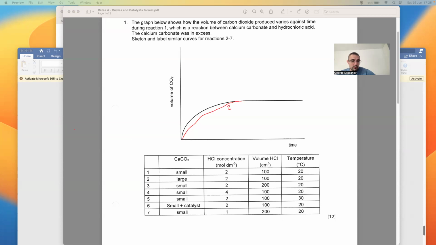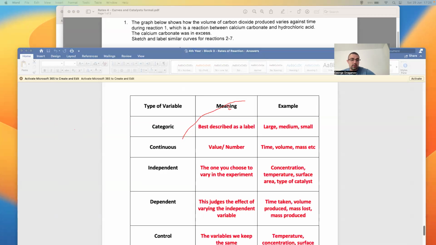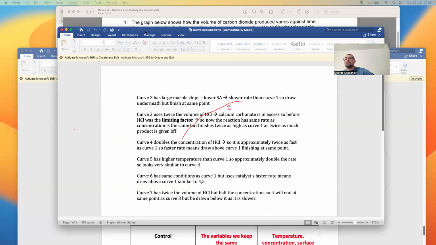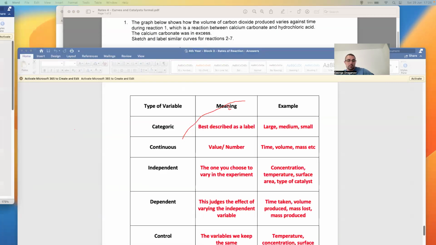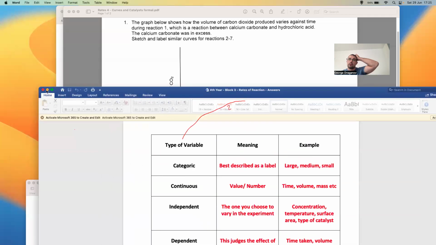One second. I do have all this, by the way, explained here. Okay, so I'll post that as well for you. Now, that's a different lesson.